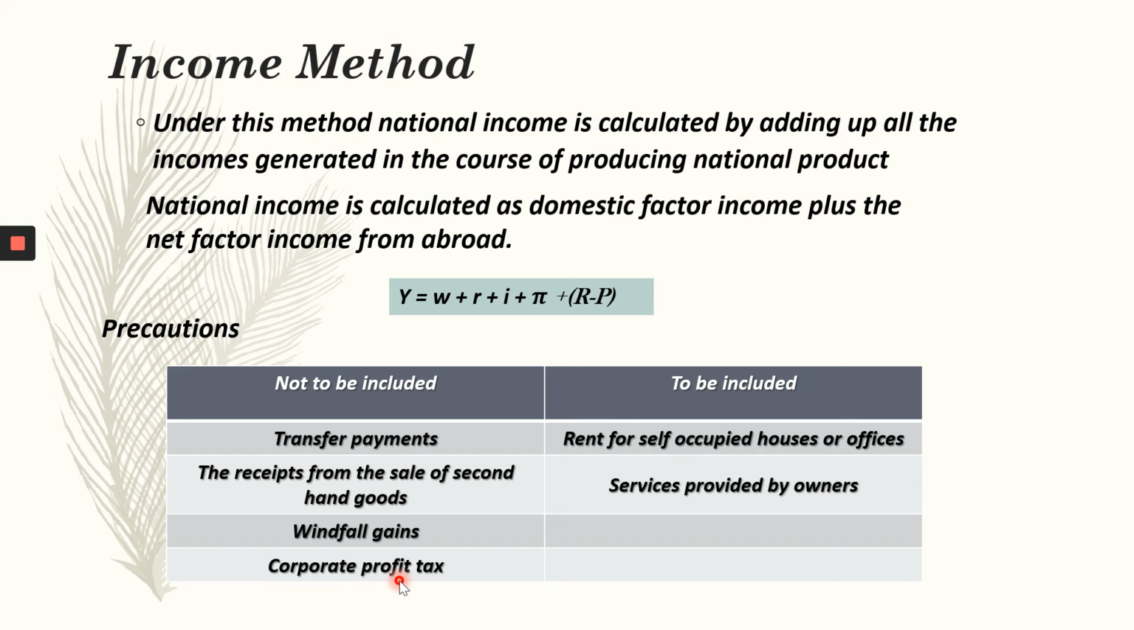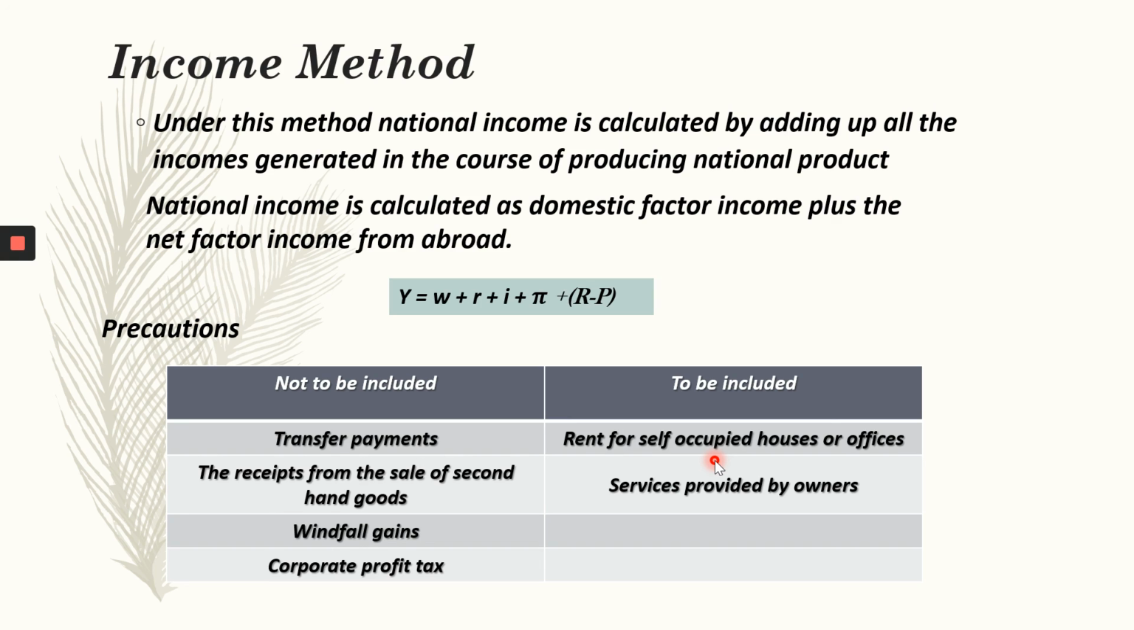Next one, items to be included. What are the items to be included? First one, rent for self-occupied houses or offices. Can you recollect this term, self-occupied houses or offices? Rent for self-owned property is called imputed cost. Suppose an entrepreneur has his own factory and he is the entrepreneur. He doesn't take anything as salary for himself or anything as rent for himself, because these are his own factors of production. So these items must be included.